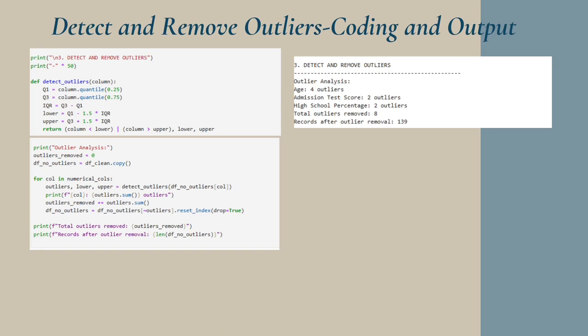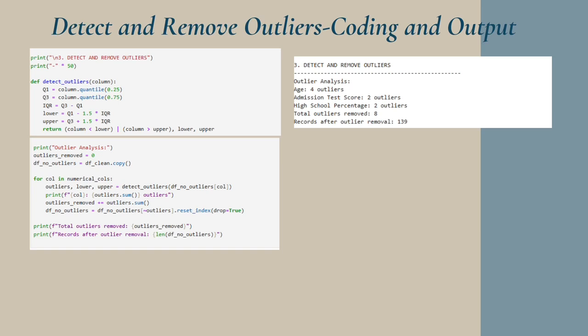Next, remove outliers. Tilde outliers means no outliers. It keeps only normal data. Remove rows containing outliers. reset_index(drop=True) resets index numbers properly after row deletion. Outliers are removed column by column, which might remove the same row multiple times if it has multiple outliers.